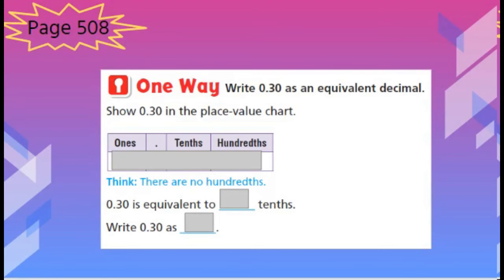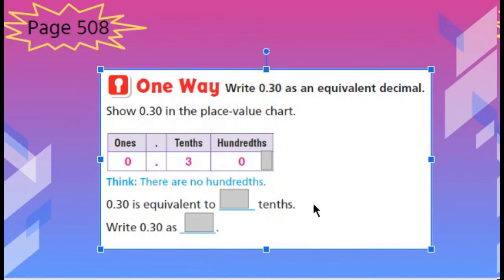On page 508, you should see this model that says one way, write 0.30 as an equivalent decimal, or 30 hundredths as an equivalent decimal. Now, if we were looking at our place value chart, we could put it in and just fill in each part. So we have 0 and 3/10 and 0 hundredths. Now, the question down here is, what decimal would 30 hundredths be equivalent to if we were to look at it in tenths?